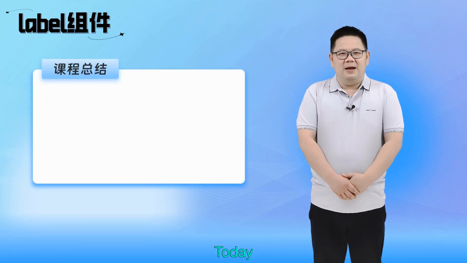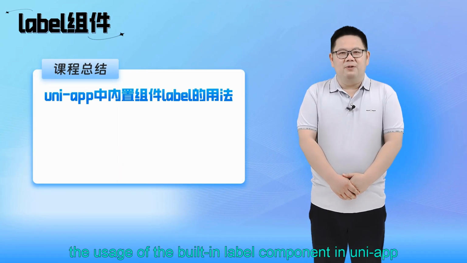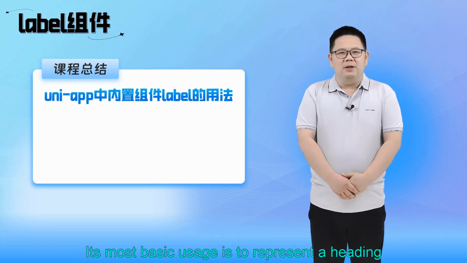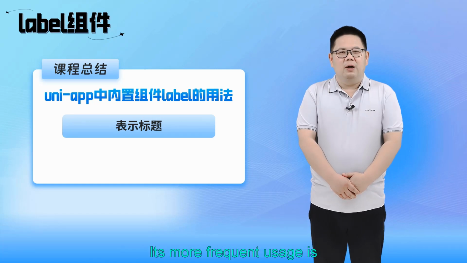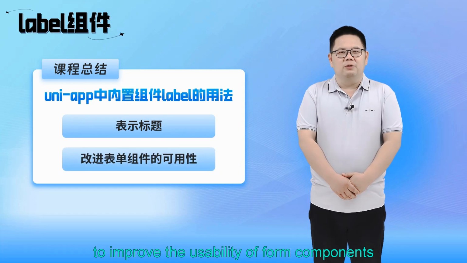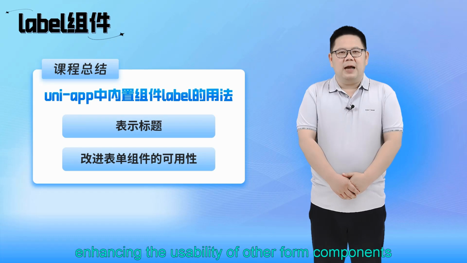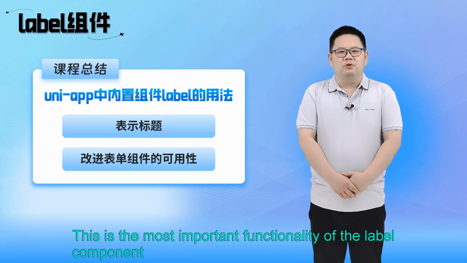Classmates, today, we've shared the usage of the built-in label component in UniApp. Its most basic usage is to represent a heading, though this is less common. Its more frequent usage is to improve the usability of form components, primarily through its for attribute, enhancing the usability of other form components. This is the most important functionality of the label component.